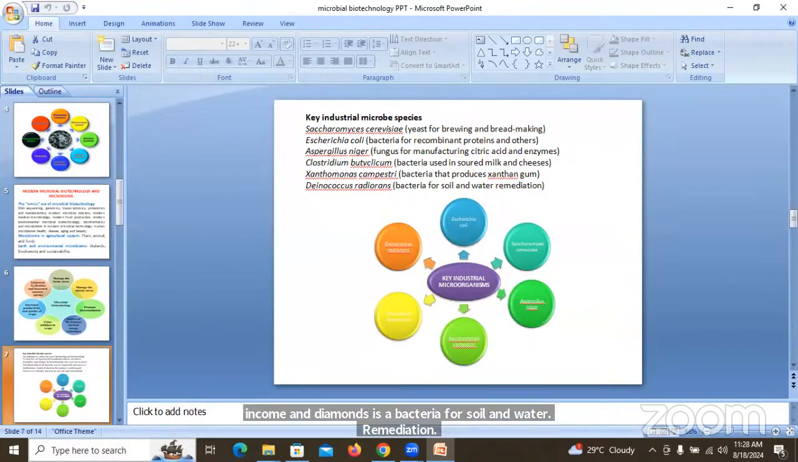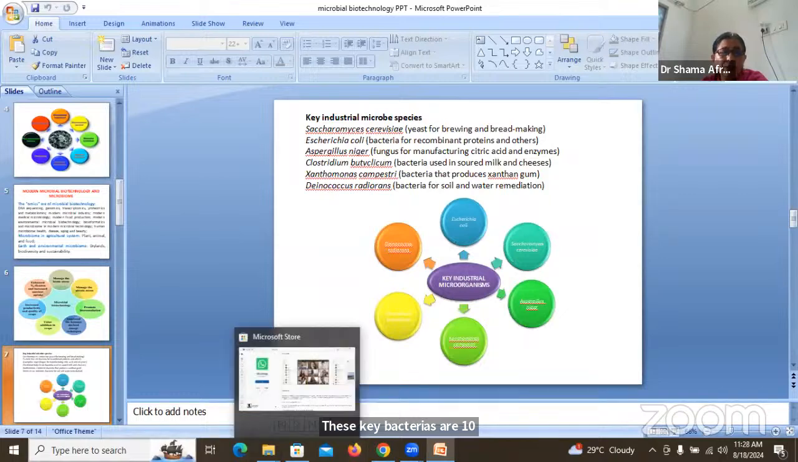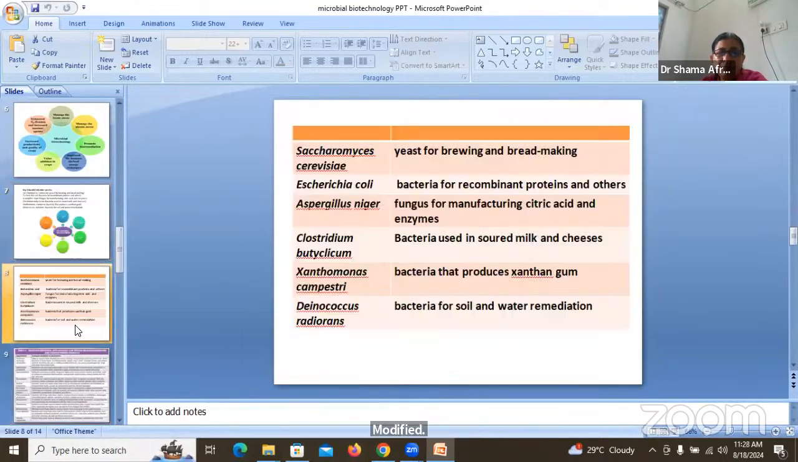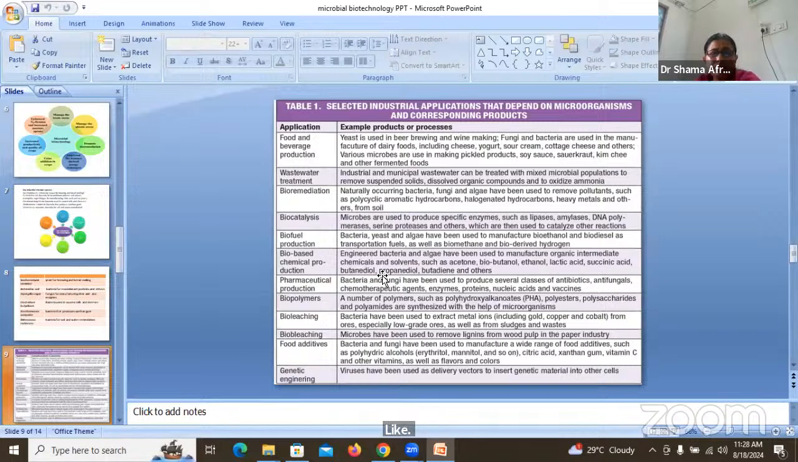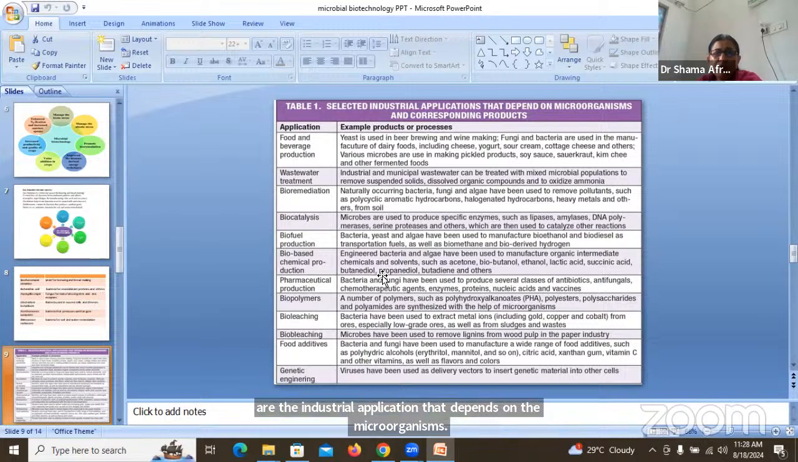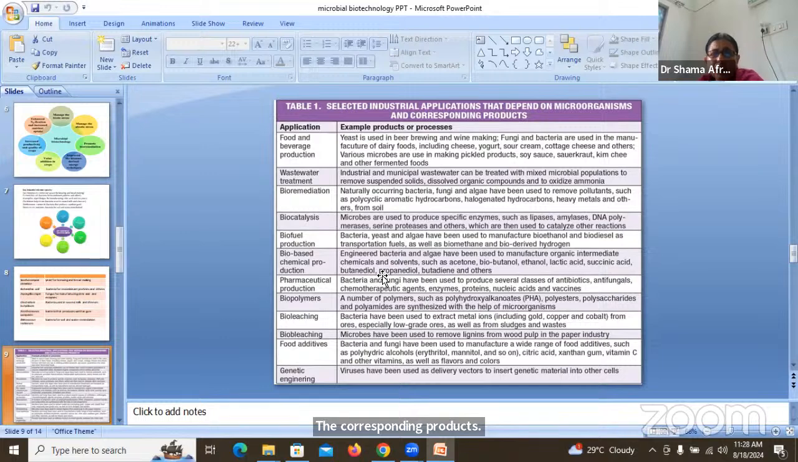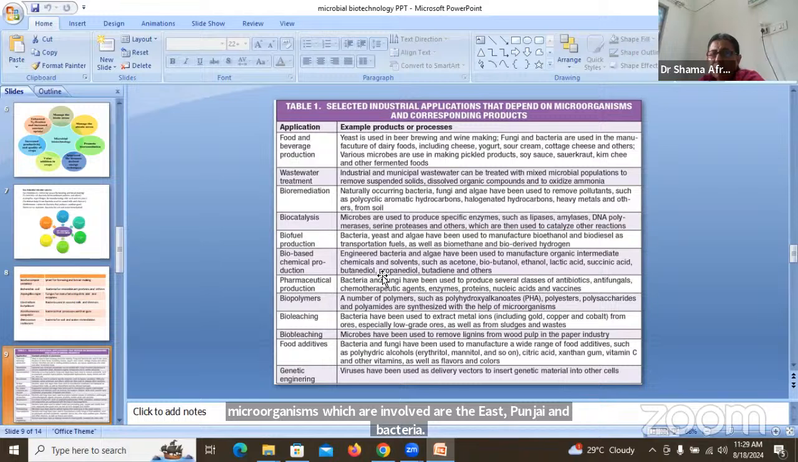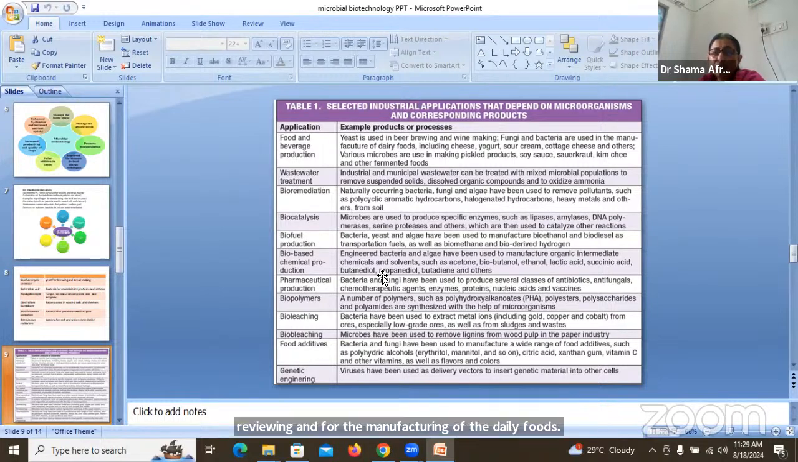These key bacteria are then modified and used with the help of techniques. I have made one table which will tell you what the industrial applications are that depend on microorganisms for their corresponding products. In food and beverage production, the microorganisms involved are yeast, fungi, and bacteria for beer brewing, wine making, and for the manufacturing of dairy foods like cheese, yogurt, sour cream, cottage cheese, and others.